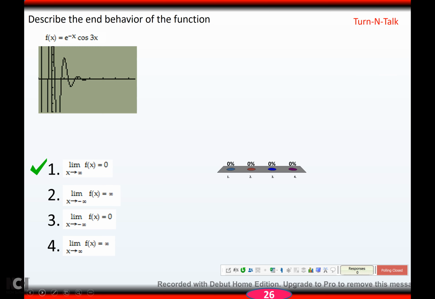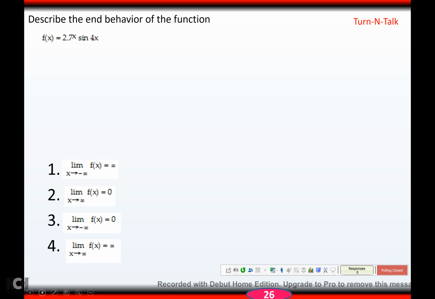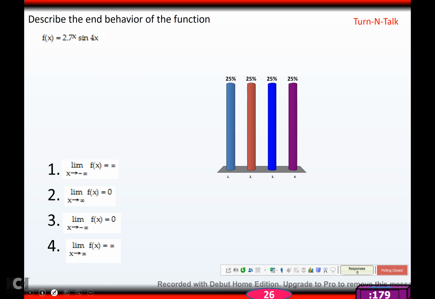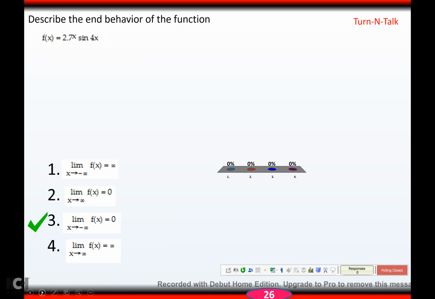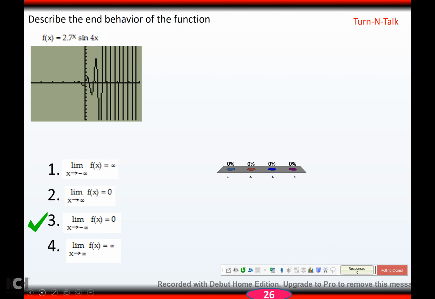If not, let's look at the graph. So the end behavior, this thing is going to continue to do this. As x approaches infinity, the wave is getting closer and closer to 0. Okay, hit pause. Come back when you're ready. And hopefully you got 3. If not, let's look at the graph. For this one, as x approaches negative infinity, my function is getting closer and closer to 0.